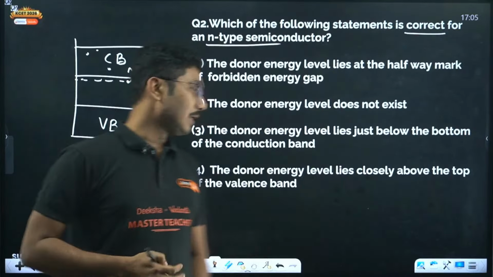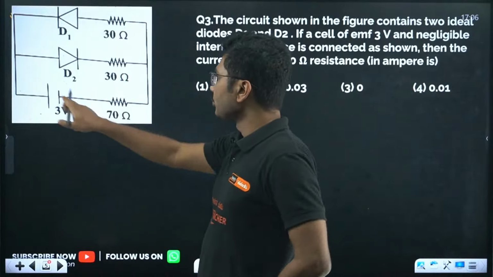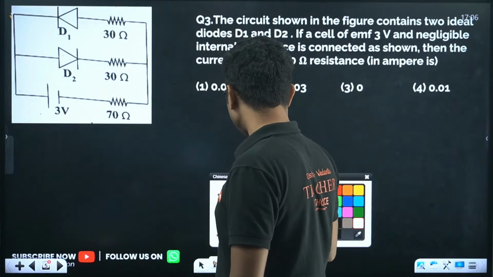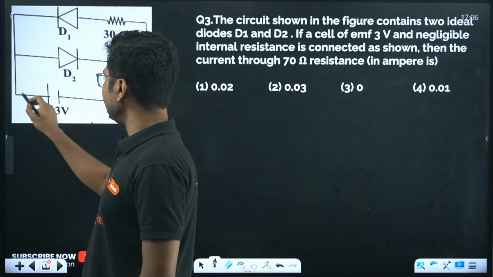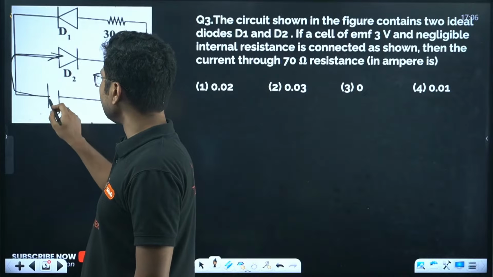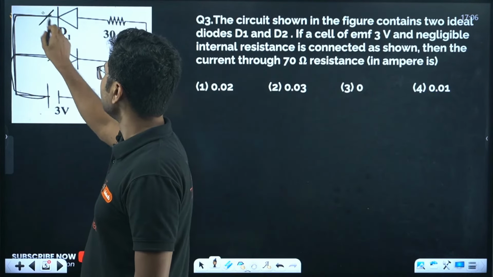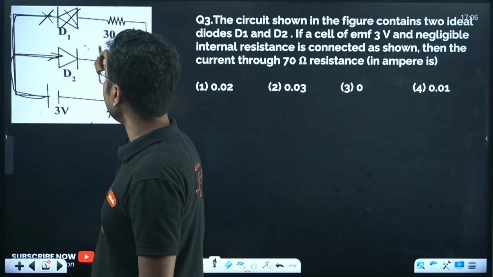The circuit shown in the figure contains two ideal diodes D1 and D2. If a cell of EMF 3 volt and negligible internal resistance is connected as shown, then the current through 70 ohm resistance in ampere is. So here we have a diode shown over here. If you look into the diagram very clearly, you will see that this diode is forward biased, this diode is reverse biased. So this diode will not conduct, this diode will conduct.